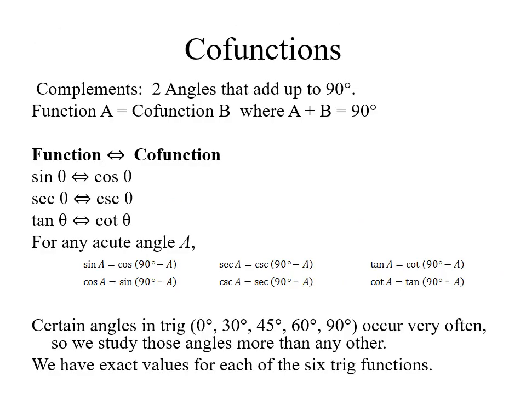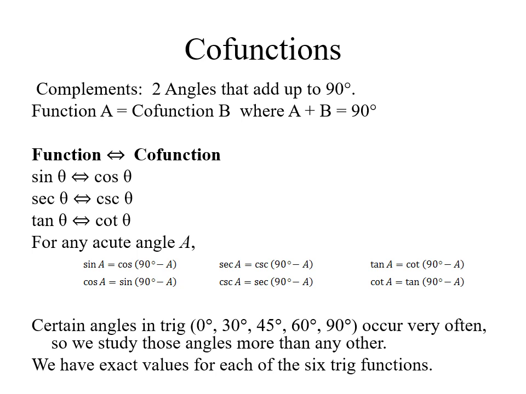Then we have what are called cofunctions, and people mess up the idea of a cofunction with a reciprocal. Cofunctions come from the idea of the complements. So complements are two angles that add up to 90. We talked about that in the very first section. And so a function of a certain angle would be the same thing as the cofunction of the angle that makes those two angles add up to 90.